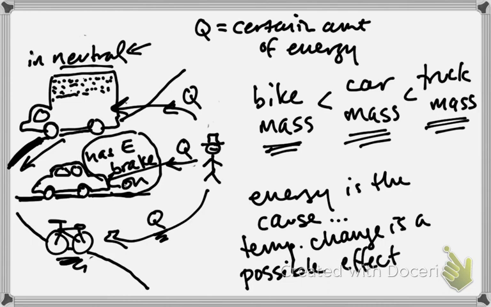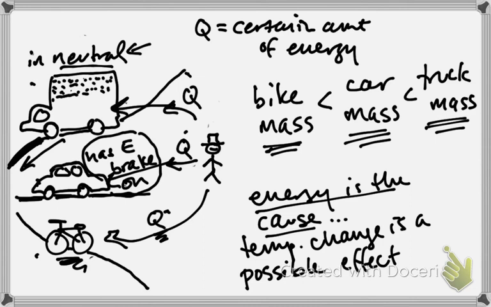Now, what do I mean by that? In this case, we're applying the same energy to each of these three objects. So this Q, this Q, this Q, these energies are all the same. But the effect on the truck, the car, and the bike is different. They respond differently to that energy. So energy is the cause that you're applying. It's kind of the force that you're applying. And then we're going to observe whether it had an effect.